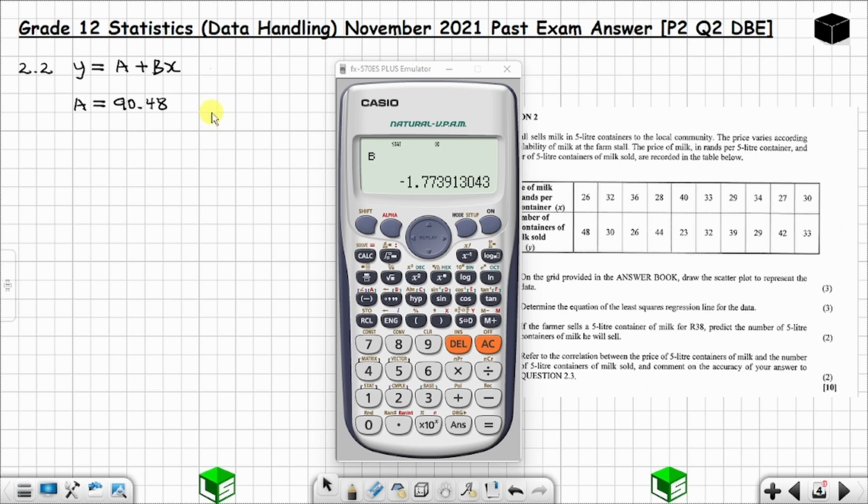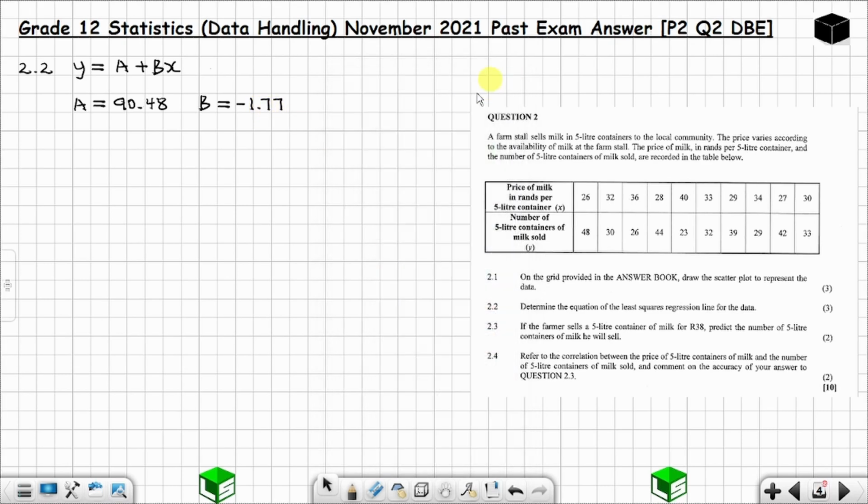So B is equal to negative 1.77. You can see it. Okay. So now you have your A and B. So you can plug in these values in the equation and then you have the equation. Okay. So Y is equal to A, which is 90.48, plus B, which is negative 1.77x. Okay, so this is the answer to question 2.2.